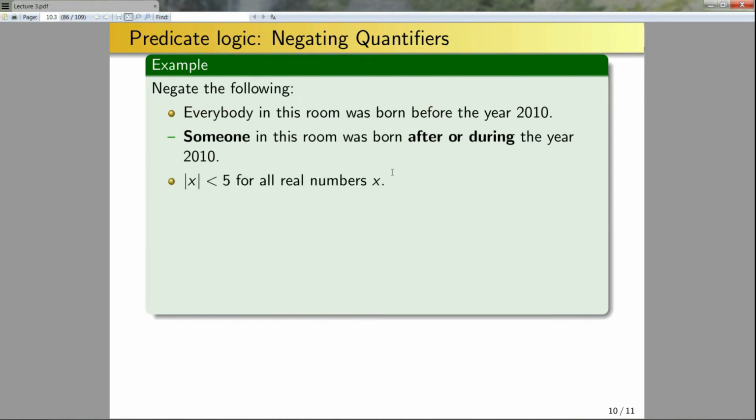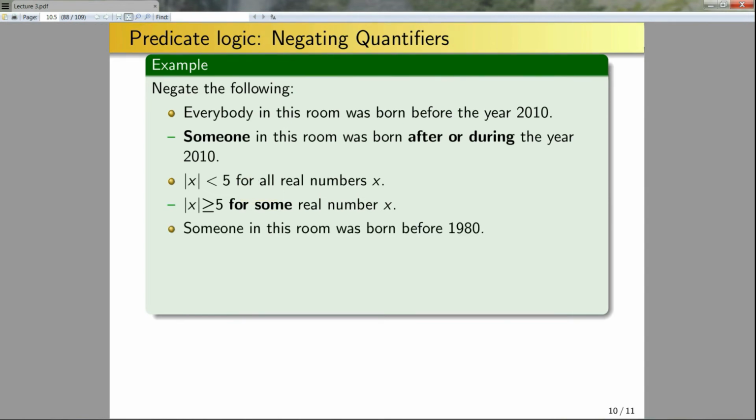Okay, so the absolute value of x is less than 5 for all real numbers x. What would the negation of this be? So I do suggest pausing the video and trying this now. Okay, so what is the negation of this? Well, the absolute value of x would have to be greater than or equal to 5. I have to swap this sign. Instead of for all, I need for some real number x. Again, I negated this statement here, and the for all turned into a for some or a there exists type statement.